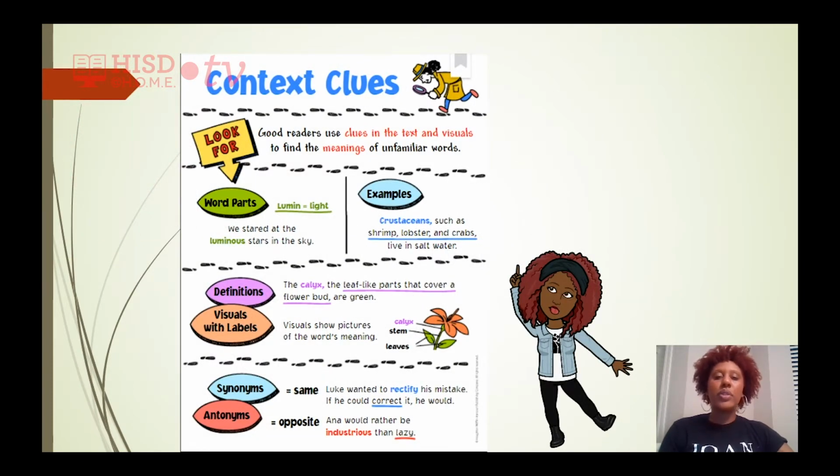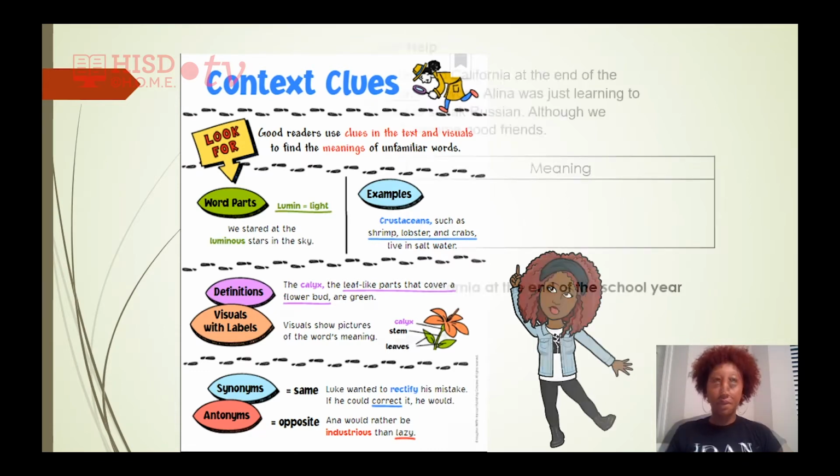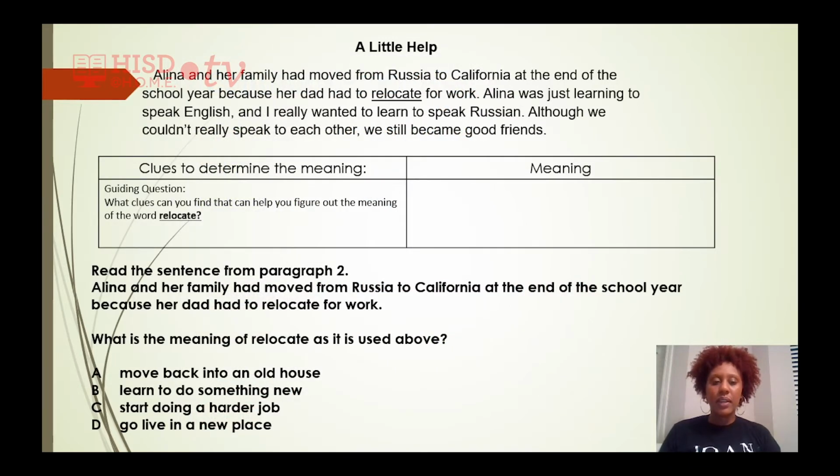Good readers use context clues in the text, and visuals to find the meaning of unfamiliar words. They look for things like word parts, examples, a definition in the sentence, visuals with labels, or synonyms and antonyms. Today I'm going to model for you how to use context clues to determine the meaning of an unknown word or unfamiliar word using the selection A Little Help.